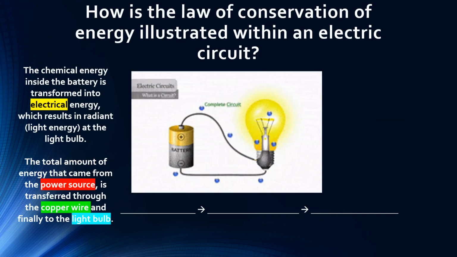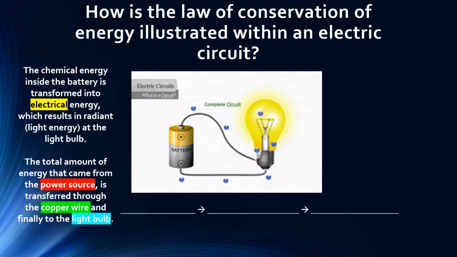So you may want to pause here because you do need to write this information down. The question we're going to write down here is, how is the law of conservation of energy illustrated within an electric circuit? Well, what does Miss Neville mean by that question? How is the law of conservation of energy? Energy cannot be created or destroyed, but only transformed. Illustrated. Whenever I see that word illustrated, I want to think of the word shown. So how can I see how energy is never gone, but transformed within an electric circuit?